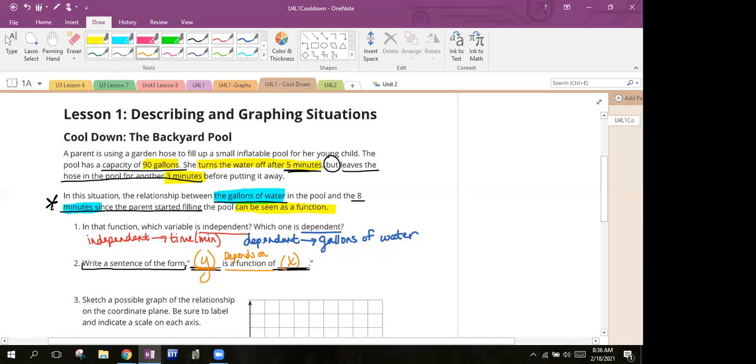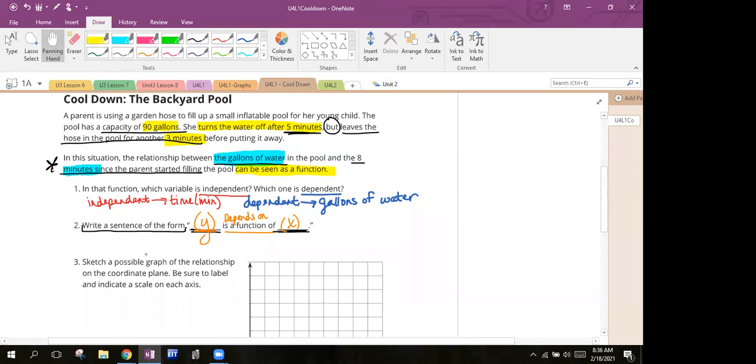So to write that in a sentence, we would say the gallons of water is a function of time. All right, so far so good. Hopefully y'all are all paying attention and understanding this.